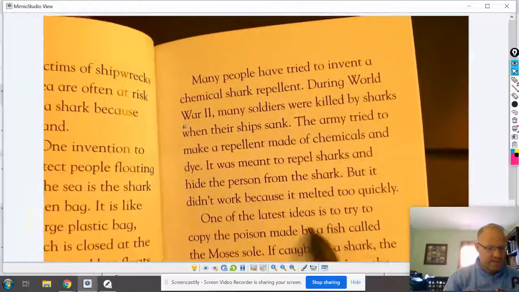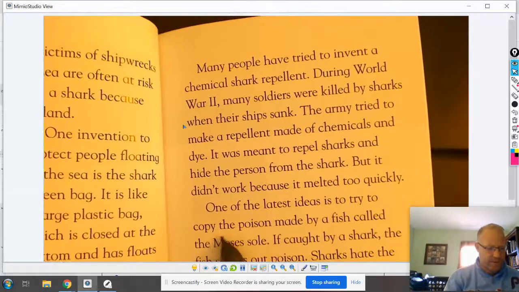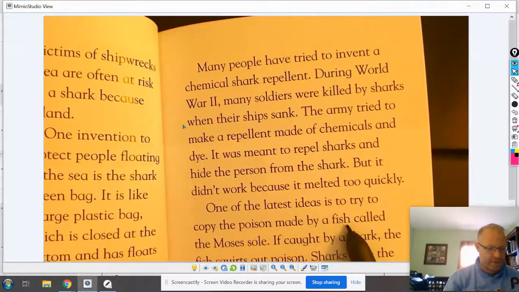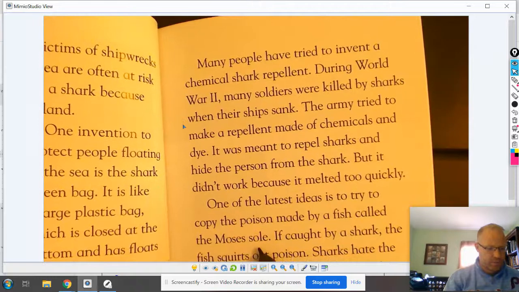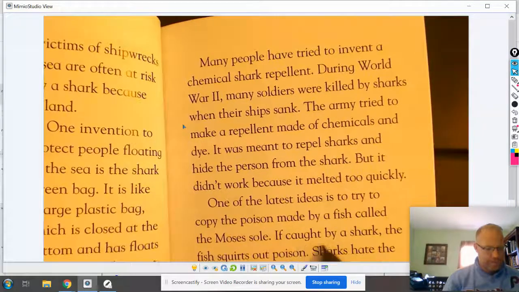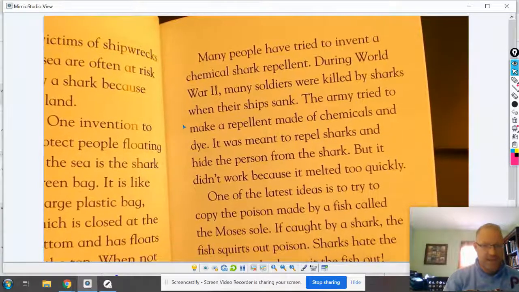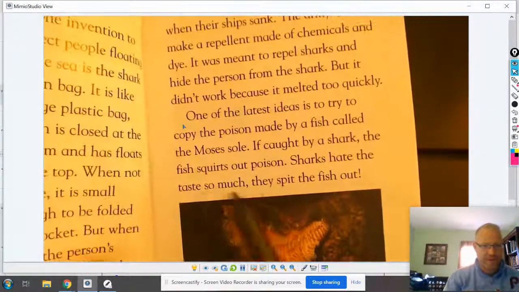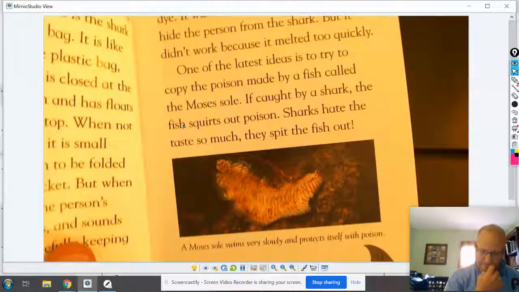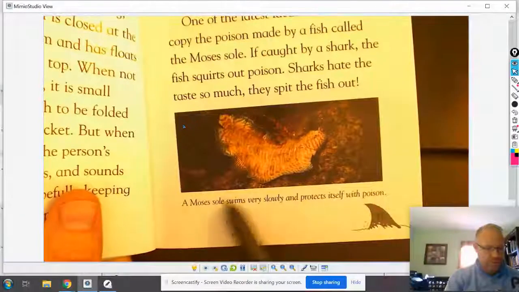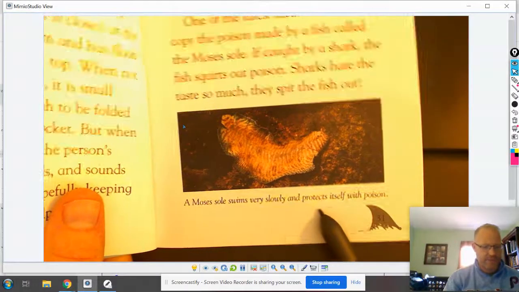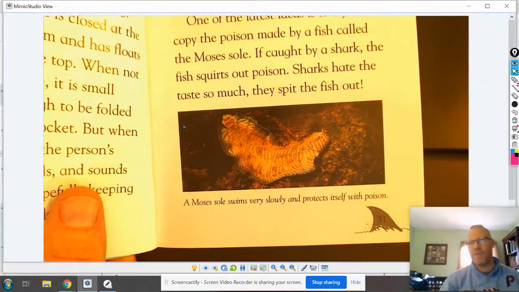One of the latest ideas is to try to copy the poison made by a fish called the Moses sole. If caught by a shark, the fish squirts out poison. Sharks hate the taste so much they spit the fish out. A Moses sole swims very slowly and protects itself with poison.